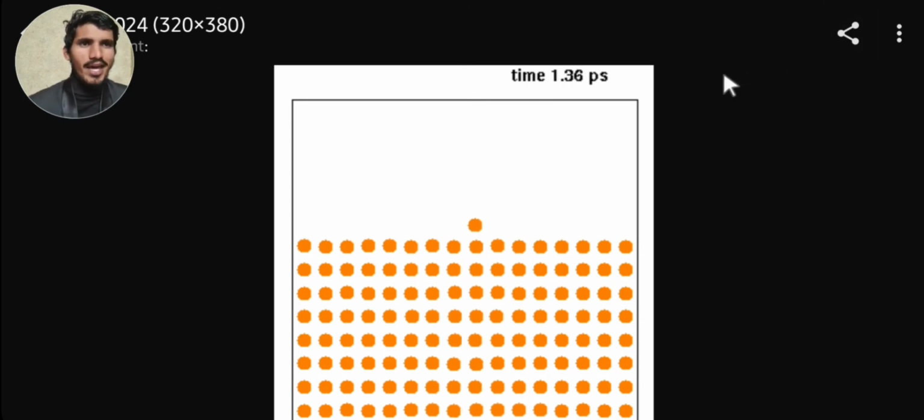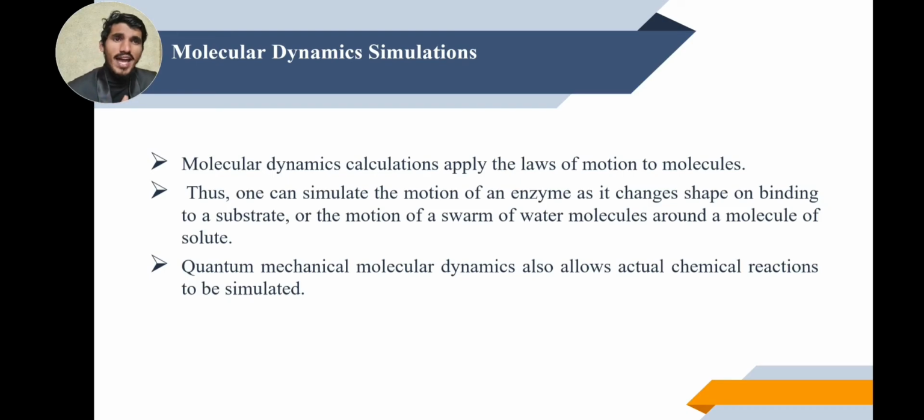Moving back, for example, if an enzyme acts on a substrate, the substrate attaches to the enzyme, and the enzyme changes its shape. We can simulate this, we can represent it with the help of software.